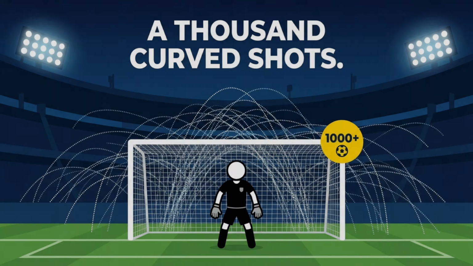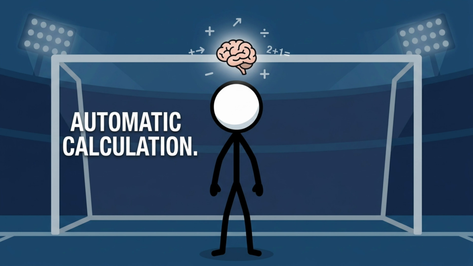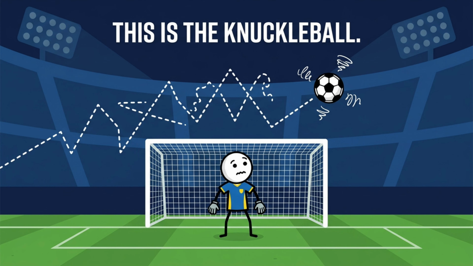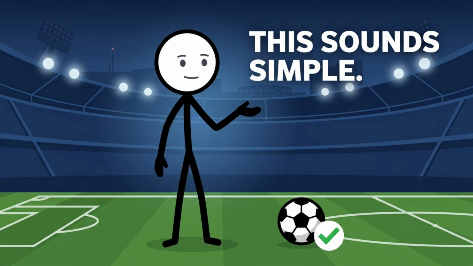Goalkeepers can read that. They've seen 1,000 curved shots. Their brains do the math without even trying. Take away the spin, though, and you take away that predictability. And that's exactly what a knuckleball does. The seams are the secret. This sounds simple. It isn't.